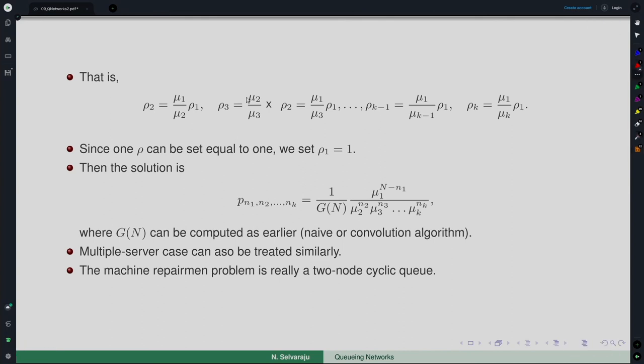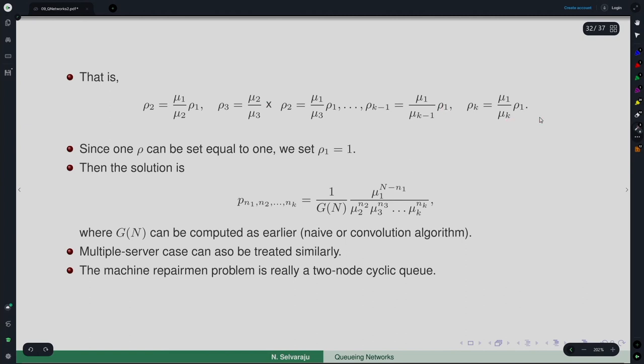From the first equation, this is the second equation, that is what you will get here, and so on. Then you plug rho 2 in here again, and you will get mu 1 by mu 3 times rho 1. So rho 3 is mu 1 by mu 3 times rho 1, because rho 2 is this; when you substitute here, mu 2 will get cancelled, and you get mu 1 by mu 3 times rho 1. So you get all the way up to rho k minus 1 is mu 1 by mu k minus 1 times rho 1, and rho k is this.